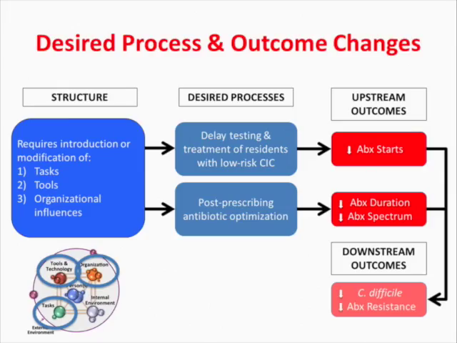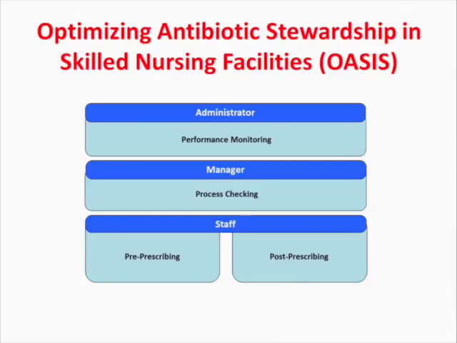The OASIS intervention modifies the structure and processes related to antibiotic prescribing in skilled nursing facilities by modifying the task, tools, and organizational influences that may contribute to introducing changes in processes to delay testing and treatment of residents that have a low-risk changing condition, as well as provide opportunities for post-prescribing antibiotic optimization to eventually reduce antibiotic starts, reduce antibiotic duration, and narrow the spectrum of antibiotics prescribed when appropriate in order to reduce occurrences of C. difficile and antibiotic resistance.